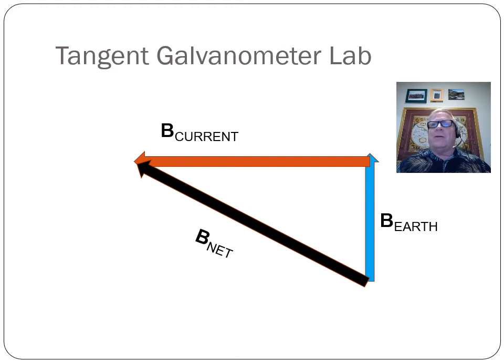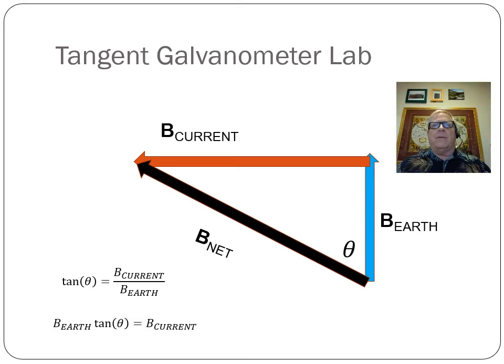Because these vectors form a right triangle, I can just measure that angle in there. And if I know that angle, according to right angle geometry, the tangent of that angle must be equal to the magnitude of the magnetic field produced by the current divided by the magnetic field produced by the Earth. And we can rewrite this like this. So if we know the local strength of the Earth's magnetic field there, without any added field from the current, and we measure those angles, we can come up with the approximate magnetic field strength caused by the current.